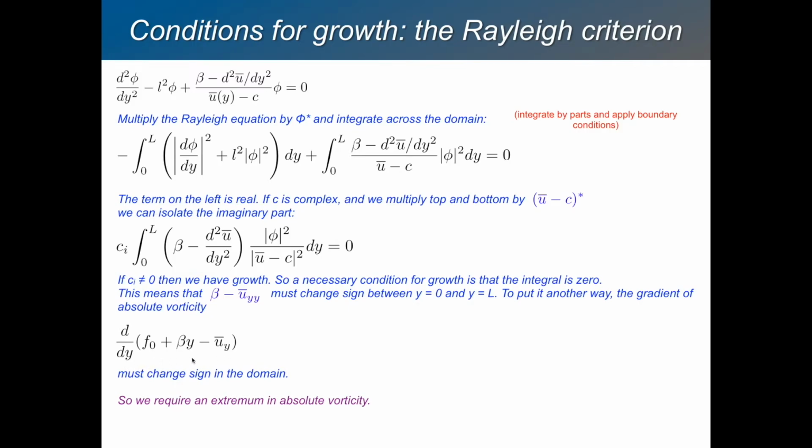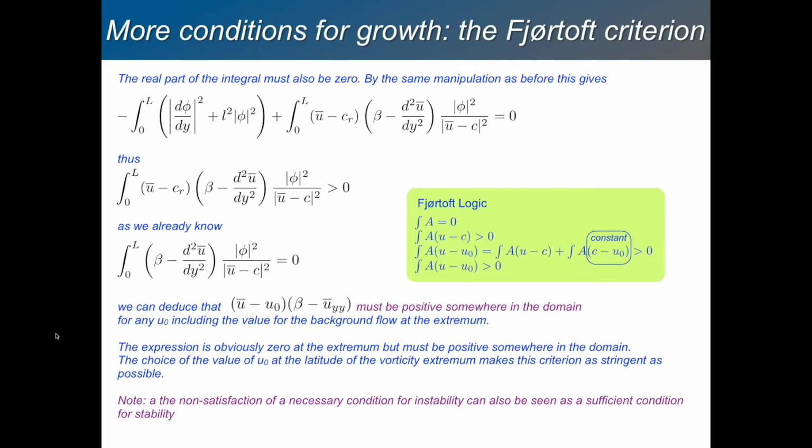Which, another way of saying that is that you have to have an extremum. If the gradient changes sign somewhere in the domain, that means you've got either a maximum or a minimum, okay? An extremum. So the absolute vorticity must have either a maximum or a minimum somewhere in the domain. Okay, so that's one condition. That's the Rayleigh condition, the necessary condition for barotropic instability. There's another one. This is called the Fjørtoft condition.